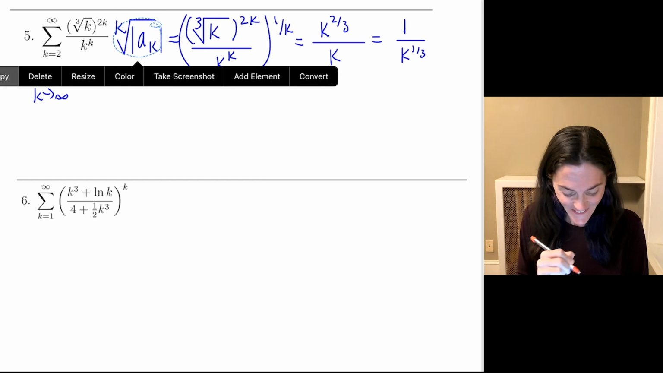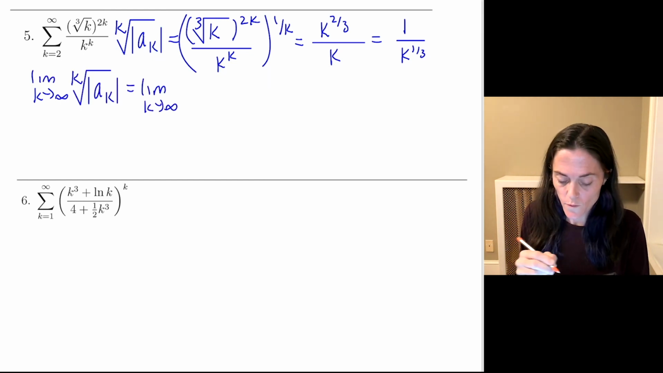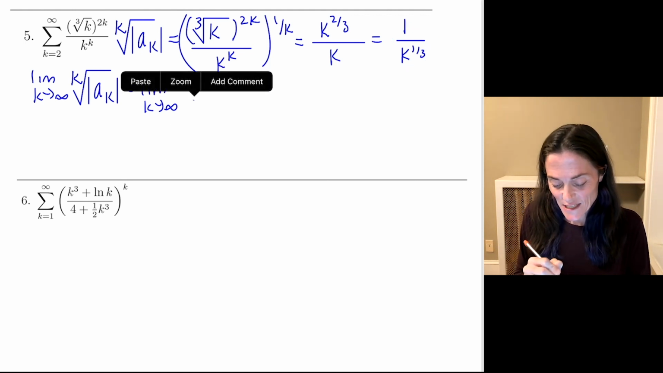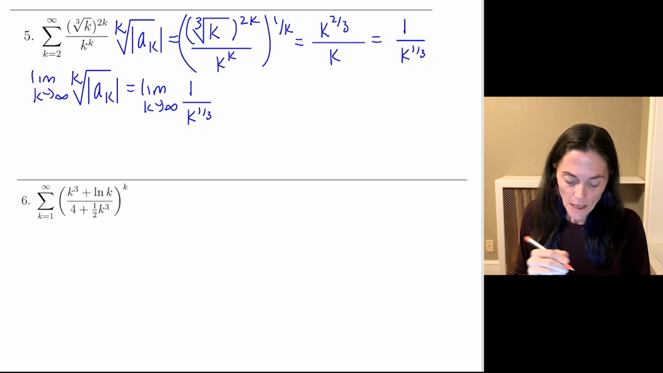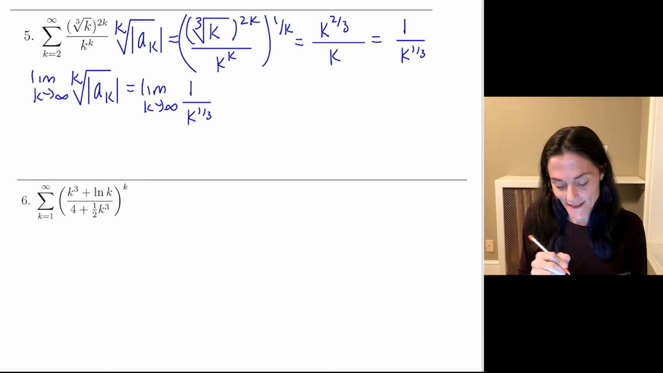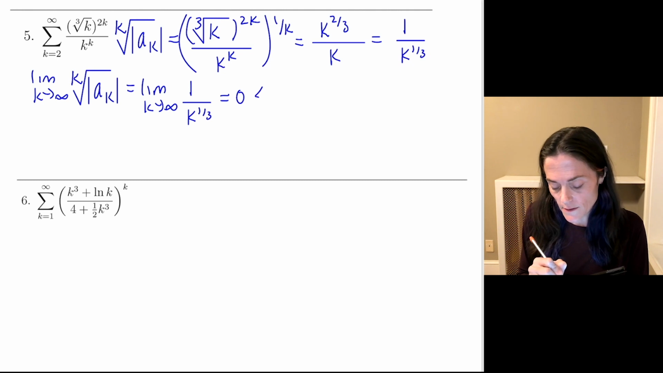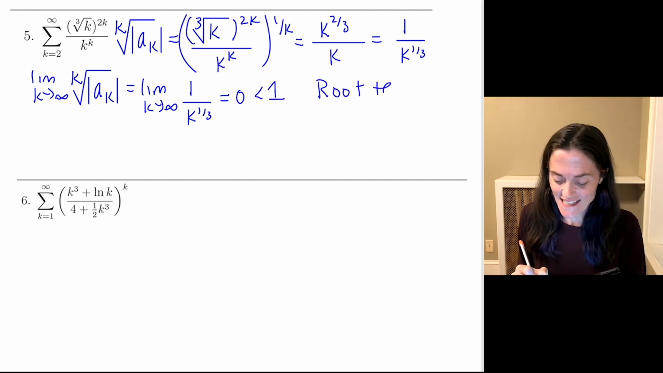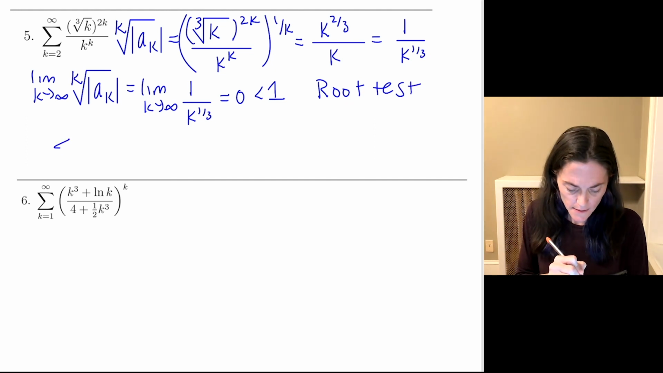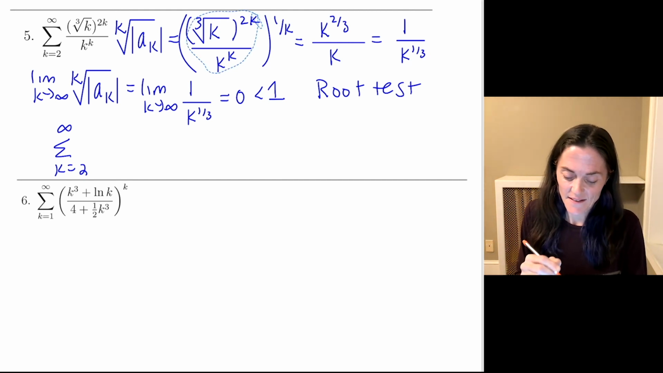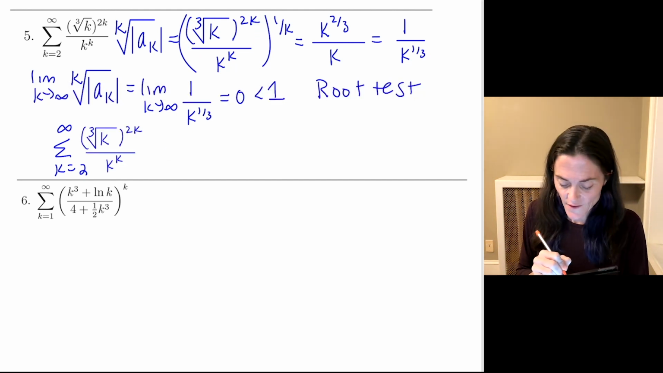Now I can take a limit as k goes to infinity of the kth root, absolute value of a_k. This is a limit as k goes to infinity of this 1 over k to the 1/3 power. Well, denominator is growing without bound, fixed numerator. This limit is 0, which is certainly less than 1. And so we quote the test, root test, the series, k equals 2 to infinity. Maybe I will just copy and paste the terms. Converges.